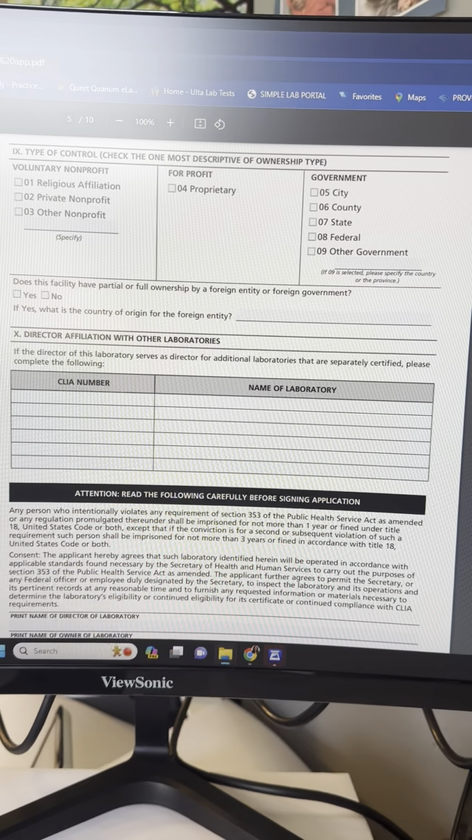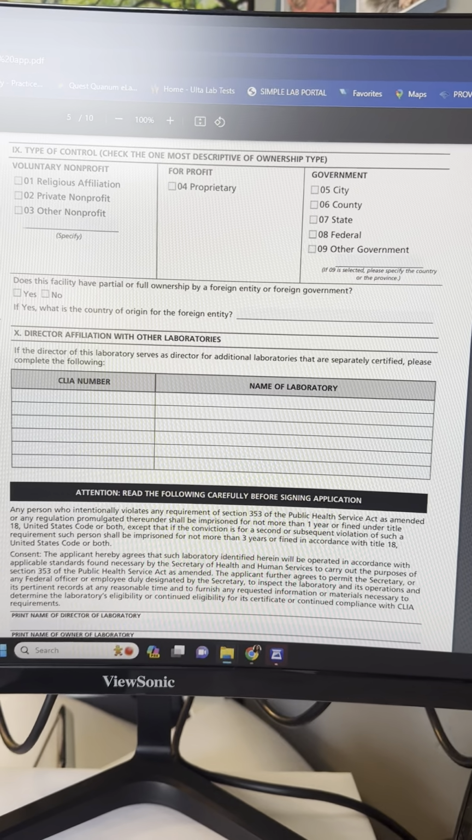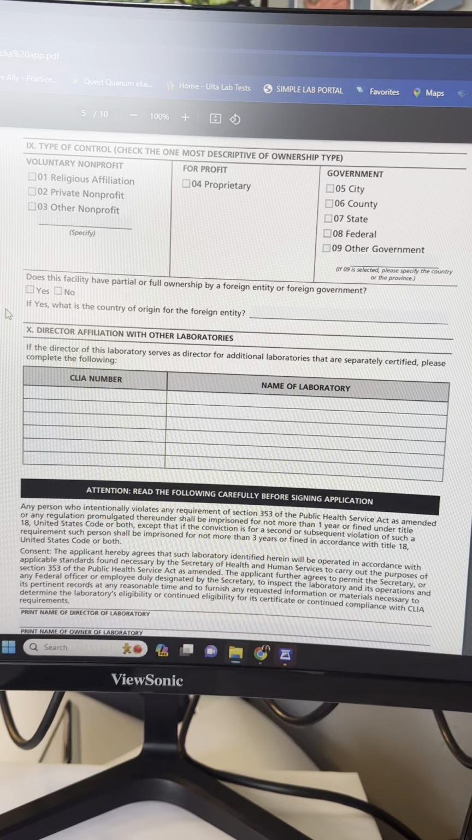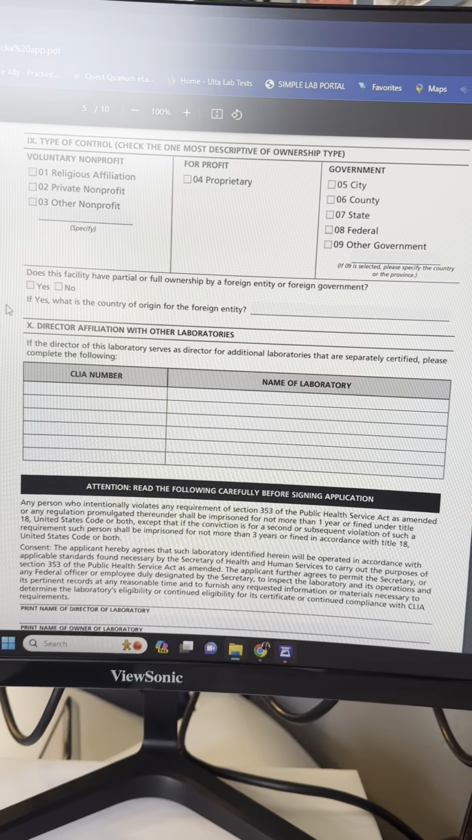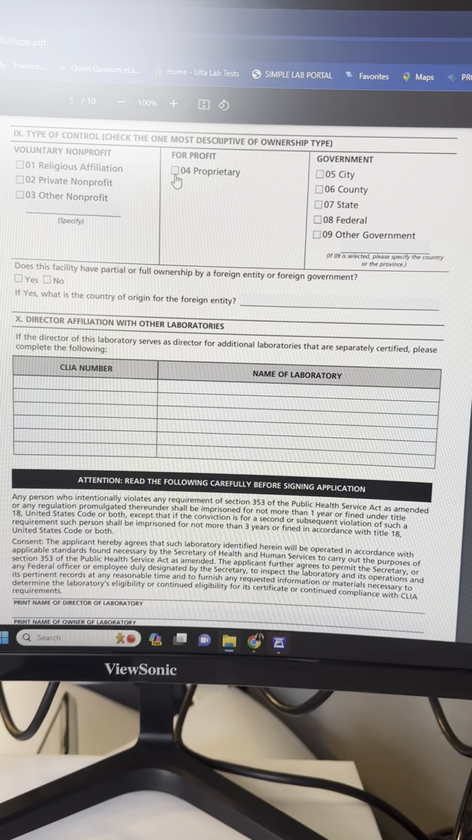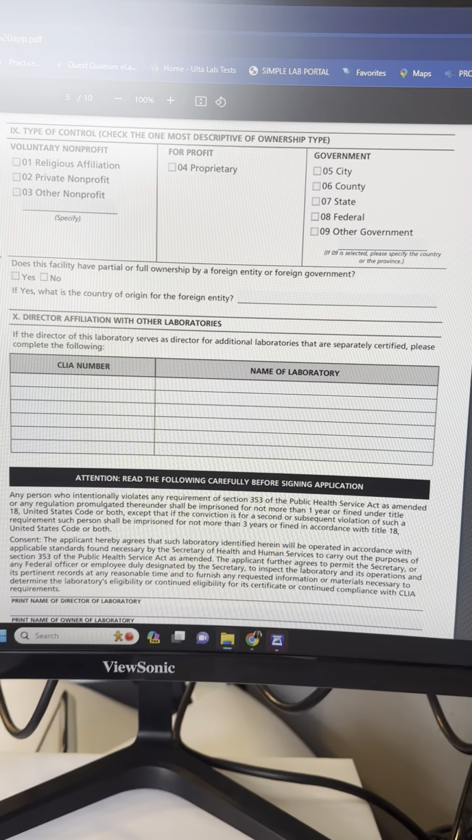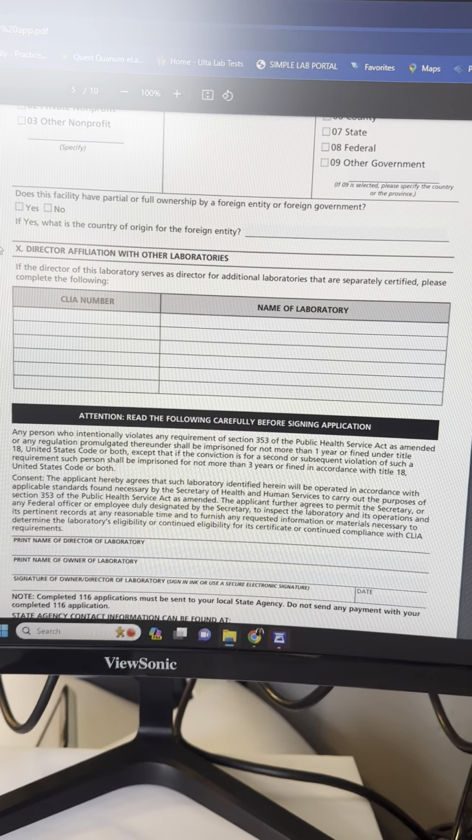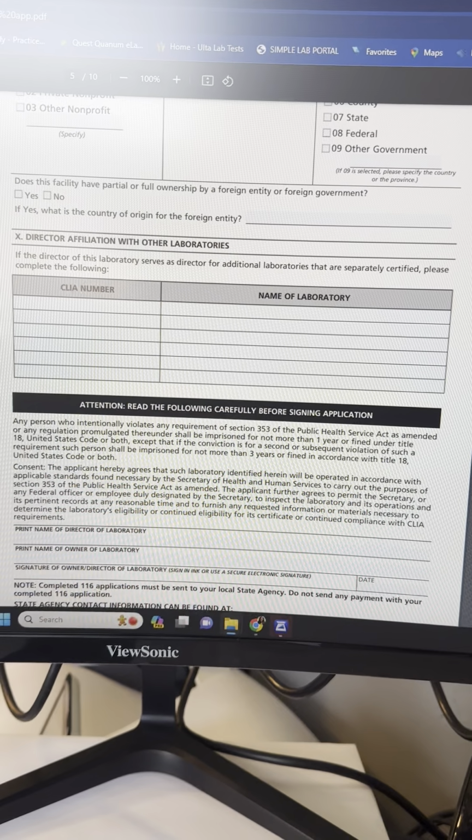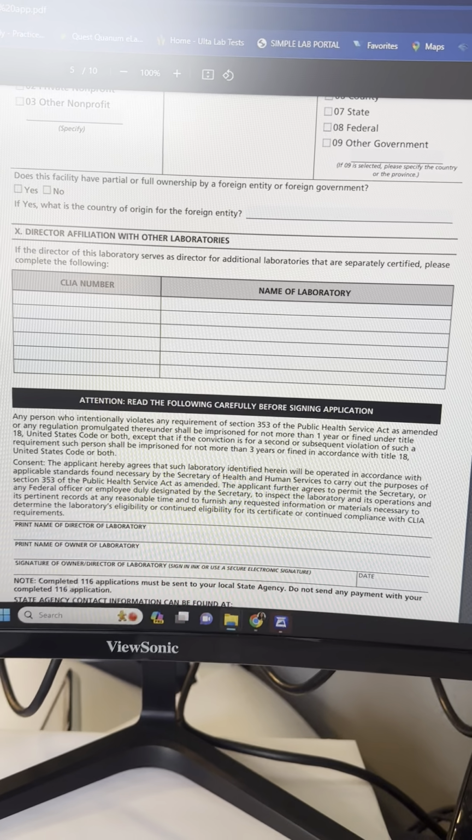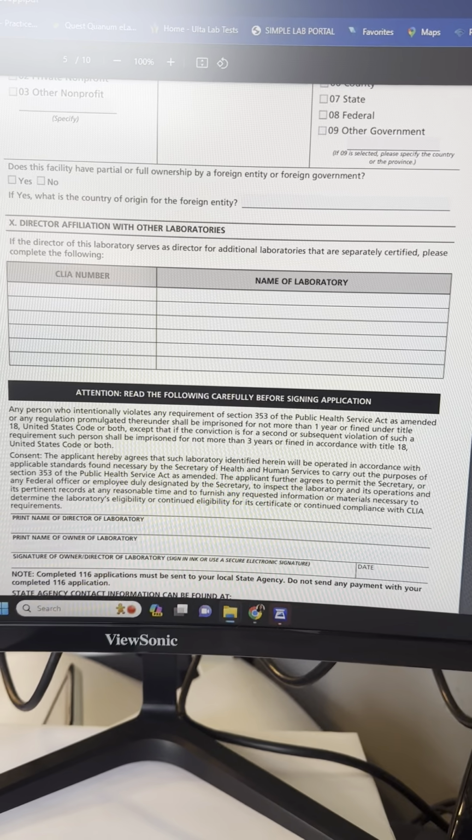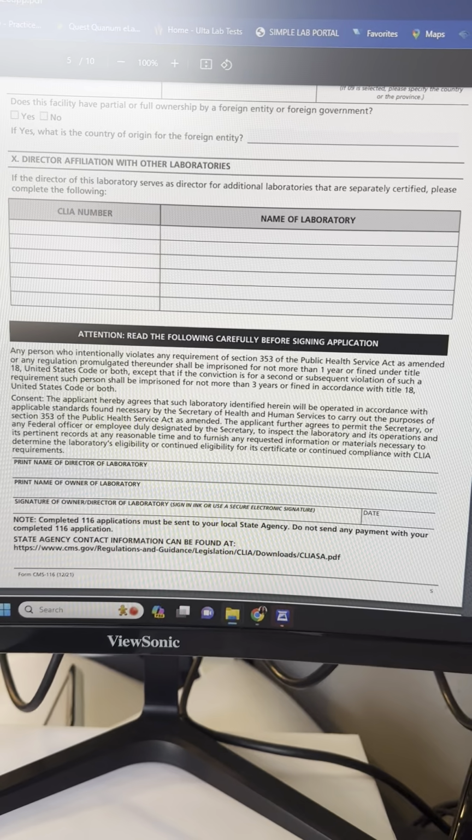This section, figure out which one applies to your facility, your company. Is it a not-for-profit, a for-profit, or a government entity? Mine is a for-profit, so I check the box of number 04. Answer the questions. Does your facility have a partial or full ownership by a foreign entity or foreign government? Yes or no? Answer the question. Mine does not. I clicked no, and kept going.